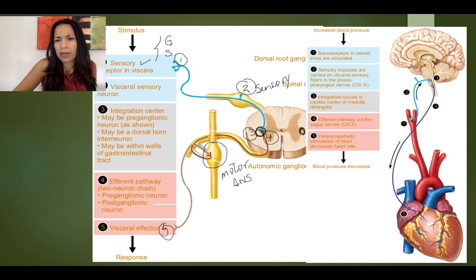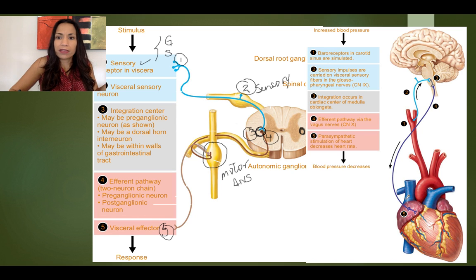Now, if the blood pressure is high, I want to reduce the heartbeat. Okay, and that's a way to reduce the blood pressure. So I'm going to activate a motor neuron of the parasympathetic nervous system, following the two neuron pathway, to inhibit the contraction of the cardiac muscle tissue to slow down the heart rate.